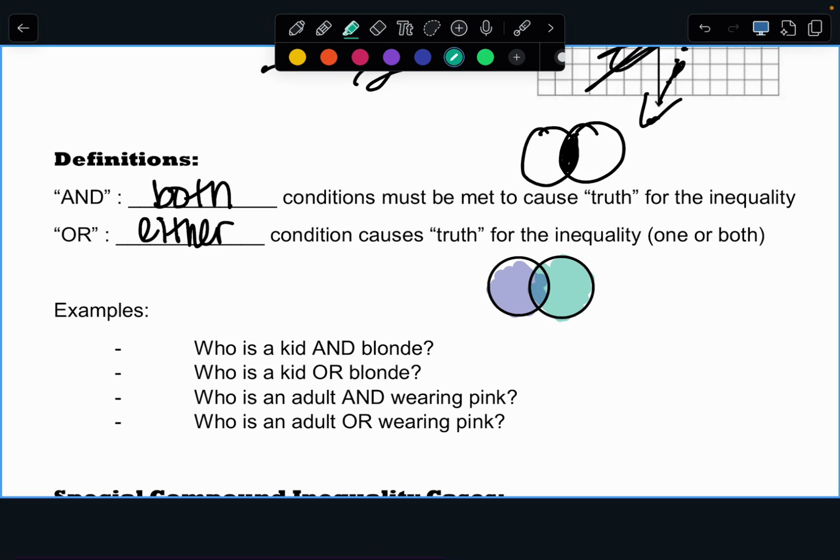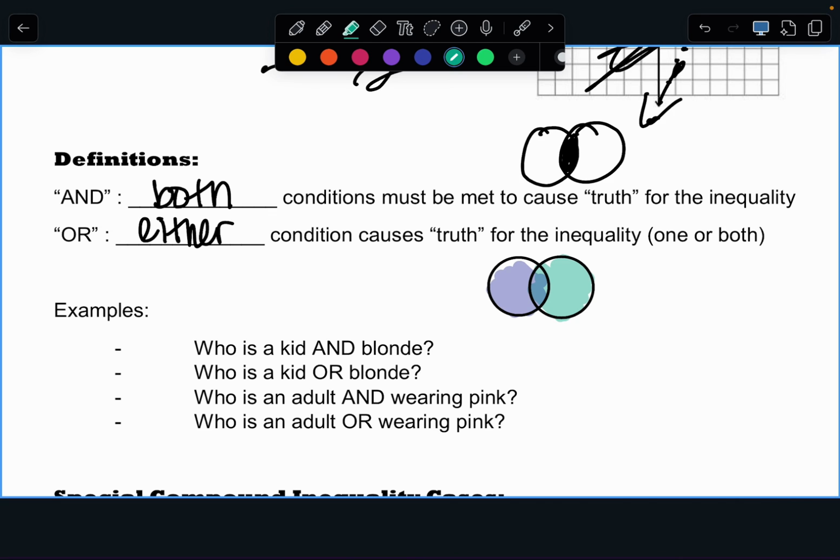If you are a child and blonde, I want you to raise your hand. Child and blonde. Perfect. What about a kid or blonde? I don't have any blondes on this side, do I? I'm blonde. Kid or blonde. Perfect. We added one.